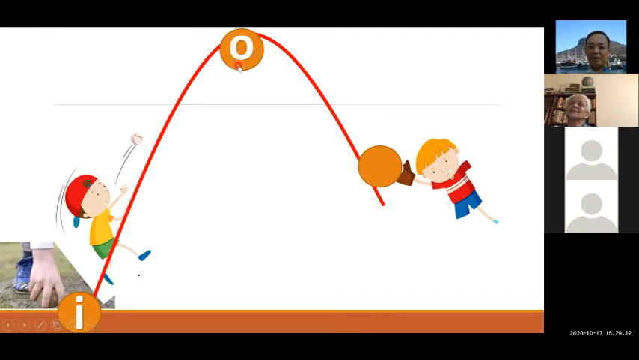And then after that, you reach the top there, you say O. Okay, that's an O vowel. And then when the boy catches it, you say U. Okay, you can practice it with your children.